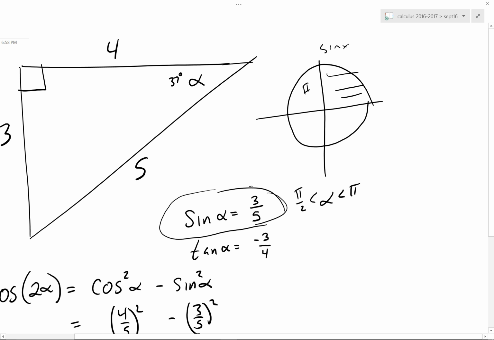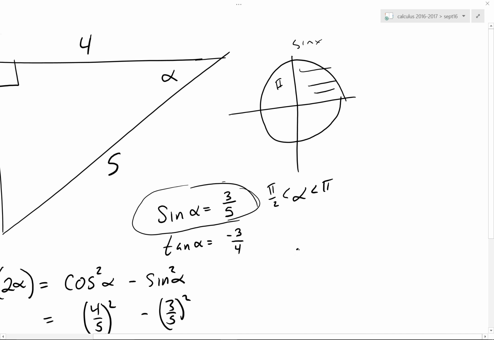Here's a question for you. Again, pretend you don't even need to know that. But check this out. What would the sine of negative alpha be? And you're like, wait a minute. The sine of negative alpha is negative the sine of alpha. True? In other words, it's going to be negative 3/5.